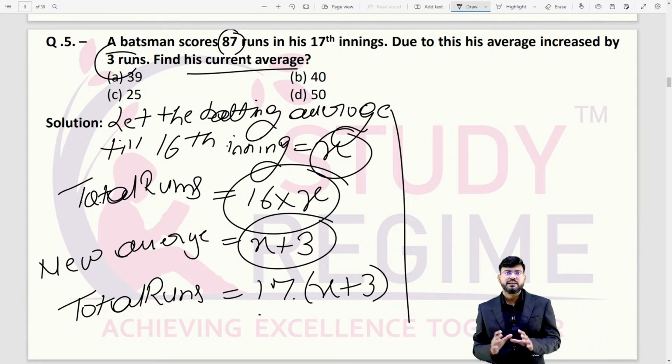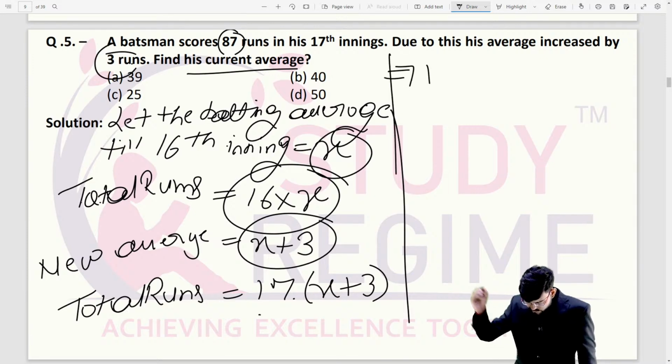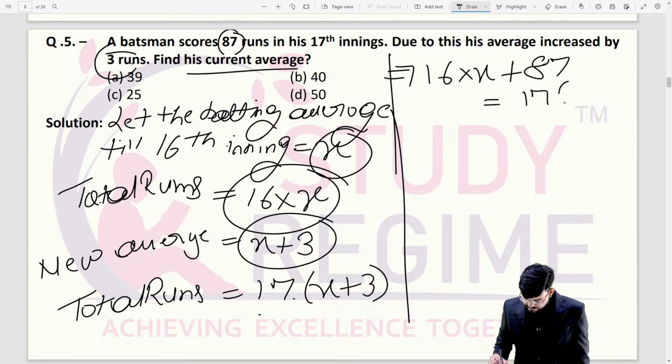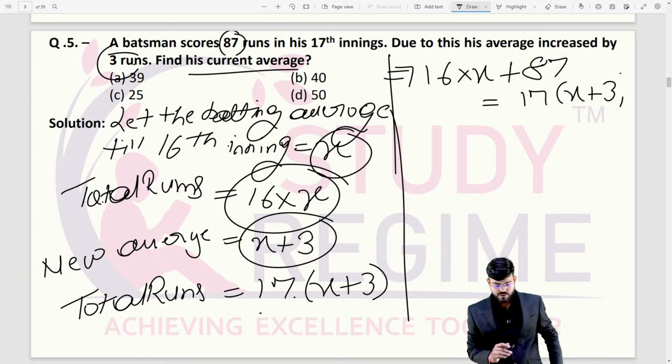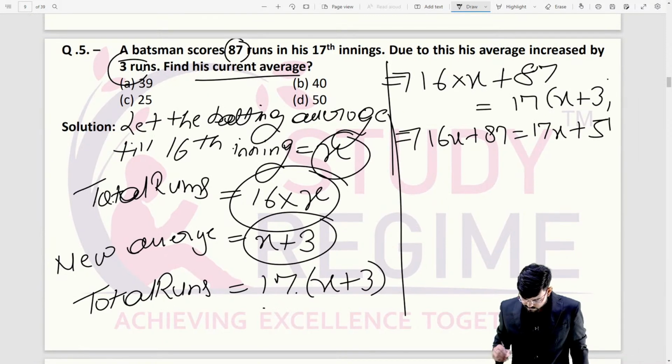See, here I am doing nothing. I am just equating the total runs made by the batsman. Till the 16th inning his average was X, and in the 17th inning he made 87 runs. His total runs are equal to 17 into X plus 3. Clear? Got it? Now I will solve this. 16x plus 87 is equal to 17x plus 51. Now subtract the values. Just easy.